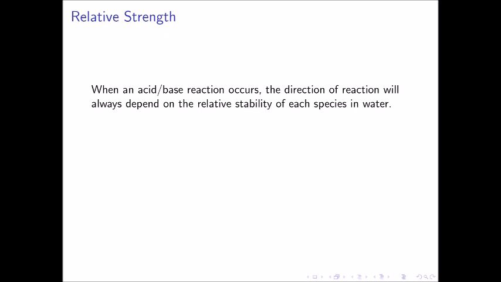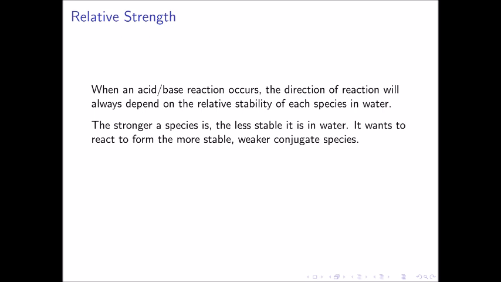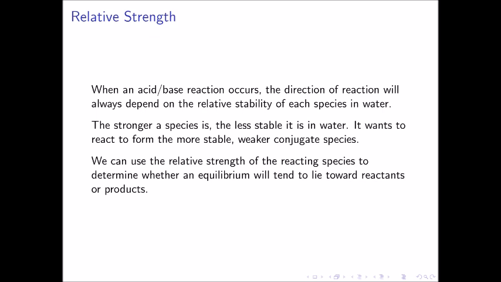When an acid-base reaction occurs, the direction of reaction will always depend on the relative stability of each species in water. The stronger a species is, the less stable it is in water. This doesn't matter if we're talking about an acid or a base. It wants to react to form the more stable, weaker conjugate species. We can use the relative strength of the reacting species to determine whether an equilibrium will tend to lie toward reactants or toward products.